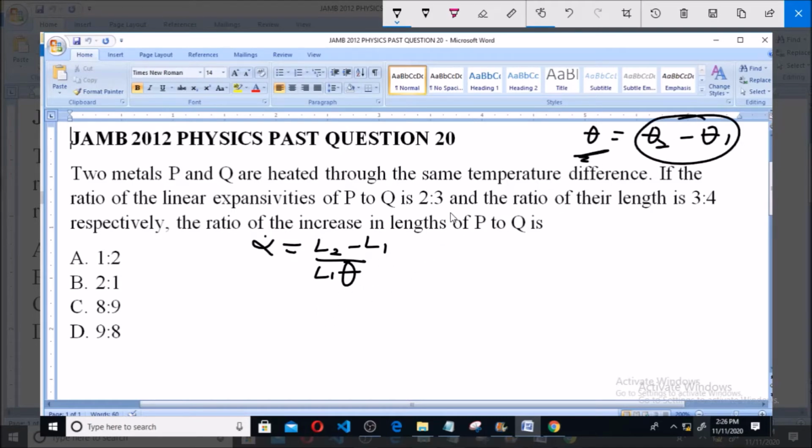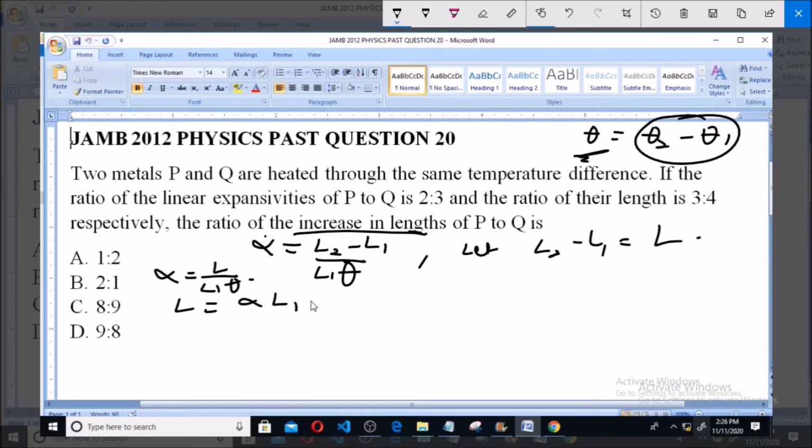Now for this question, the difference in length is what we'll be looking for. So let L2 minus L1 be equal to L. So our linear expansivity alpha is equal to L over L1 theta. We are looking for the increase in length, so let's make that the subject of the formula, and if you do that, L is equal to alpha L1 theta.